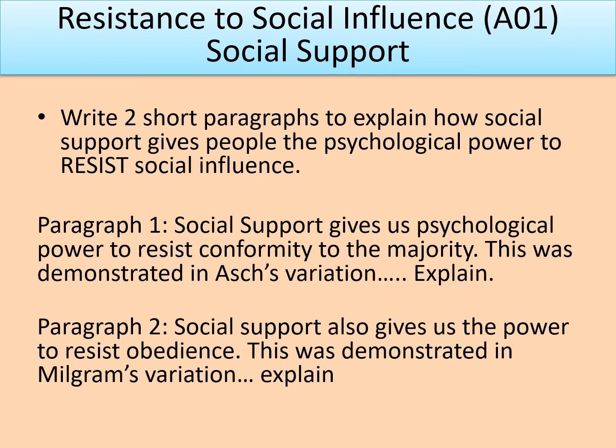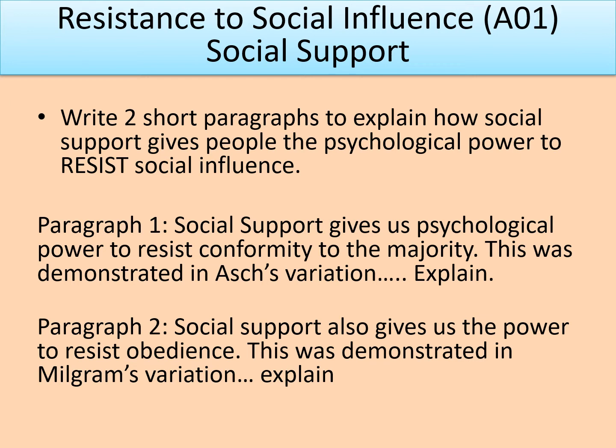Now, these paragraphs make up all of the AO1 description for a 12-marker essay. So remember, in a 12-marker, it's 6 marks AO1 and 6 marks AO3 evaluation. So I want you to start each paragraph the same way. This is for your AO1. So paragraph 1, social support gives us psychological power to resist conformity to the majority. This was demonstrated in Asch's variation, and then explain about the lone dissenter study, give those percentages.